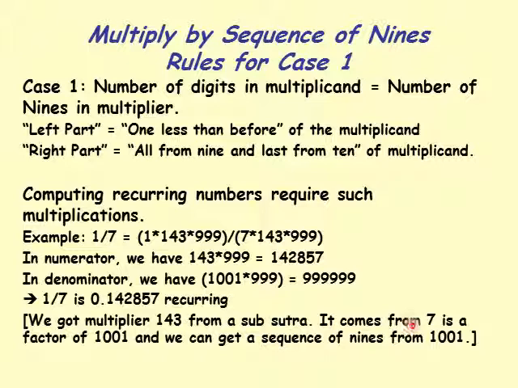It also comes from 7 being a factor of 1001, and we can get a sequence of 9s from 1001, because 1001 means 1 sandwiching a number of zeros. A form of this type, 1 sandwiching a number of zeros, I can get a sequence of 9s by multiplying by a sequence of 9s, and the number of 9s in the sequence is 1 more than the number of zeros. Okay, so let's continue.